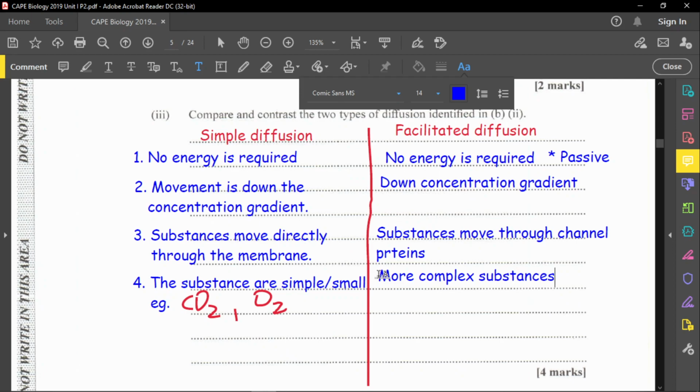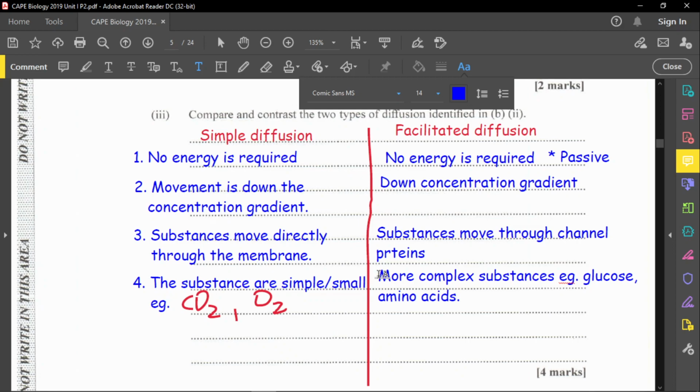An example of these complex substances I'm talking about are things like glucose, amino acids, and sugars generally. Anything like that. Let's put amino acids there since I have the space. Those are substances that will pass through membranes.